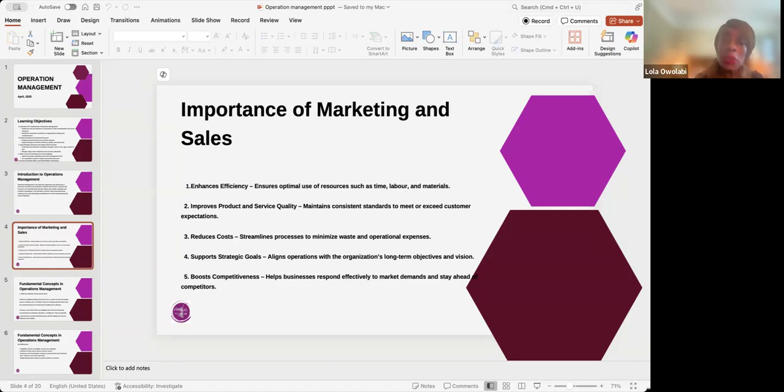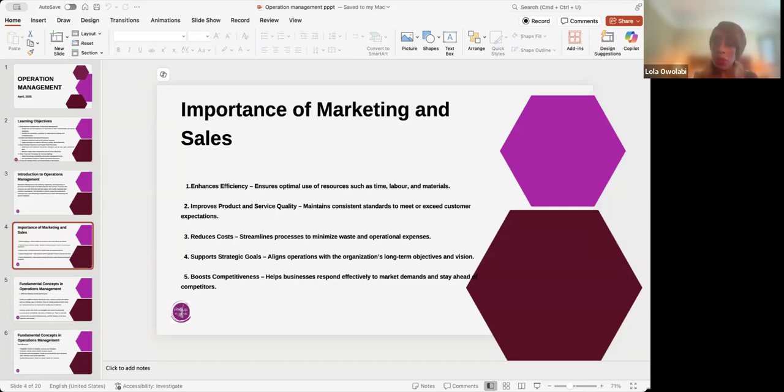Then the importance of marketing and sales is also to reduce cost. You have to streamline your processes to minimize waste and operational expenses. I'll give you an example. If you have an organization and you have two people doing similar jobs and possibly one is not performing, would it not be a good idea to maybe streamline the roles into one, as an example?